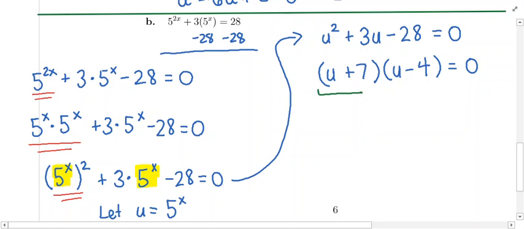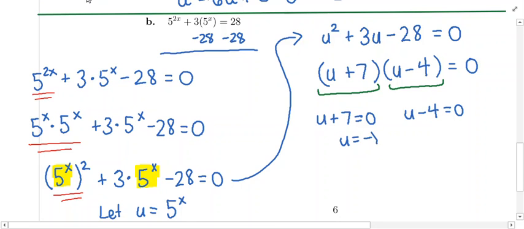We need to take each factor, each of the pieces that we're multiplying together here, set them equal to 0 and solve. So we're going to get u plus 7 is equal to 0, u minus 4 is equal to 0. If we solve u plus 7 is equal to 0 for u, just subtract 7 from both sides, we're going to get that u is equal to negative 7. And then if we do the same thing to the other equation, u minus 4 is equal to 0, we're going to add 4 to both sides.